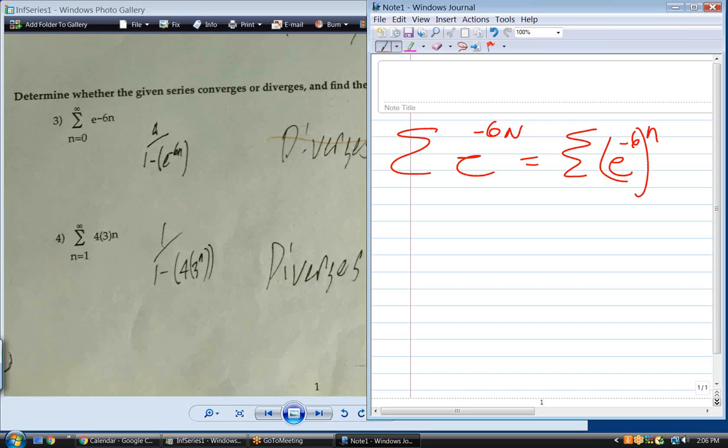The reason being is that now we have a geometric series. Anytime we have a number, and that's all e to the minus 6th is, e is a number, to the n power, that is a geometric series. So this converges if what? What does it take for that to be convergent?